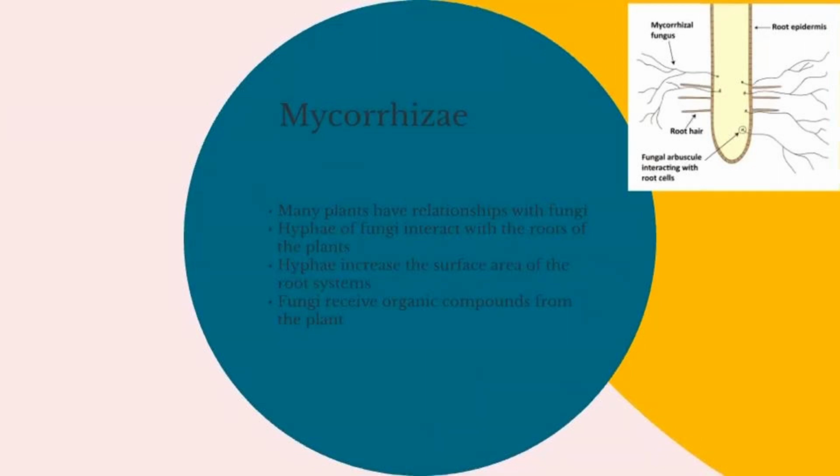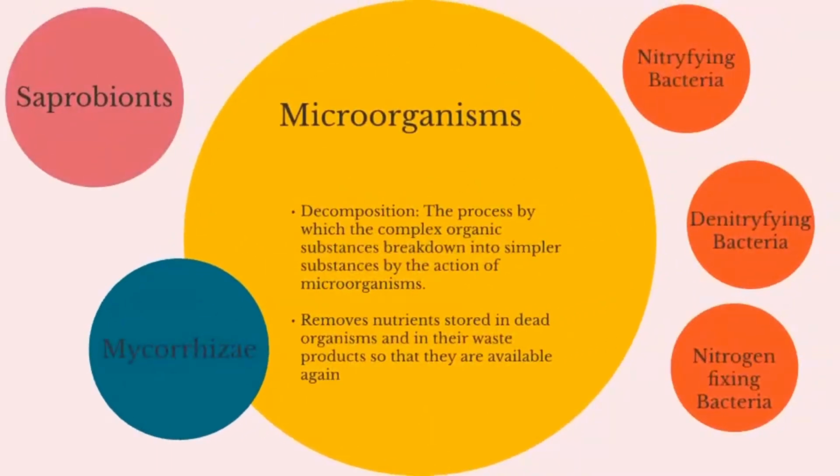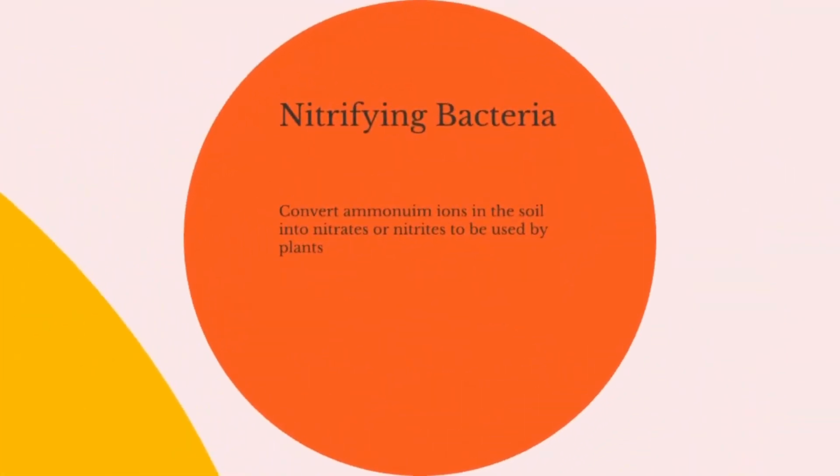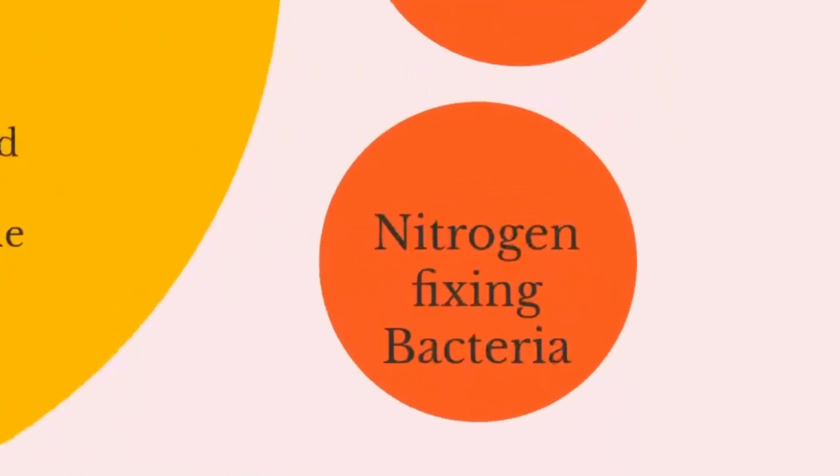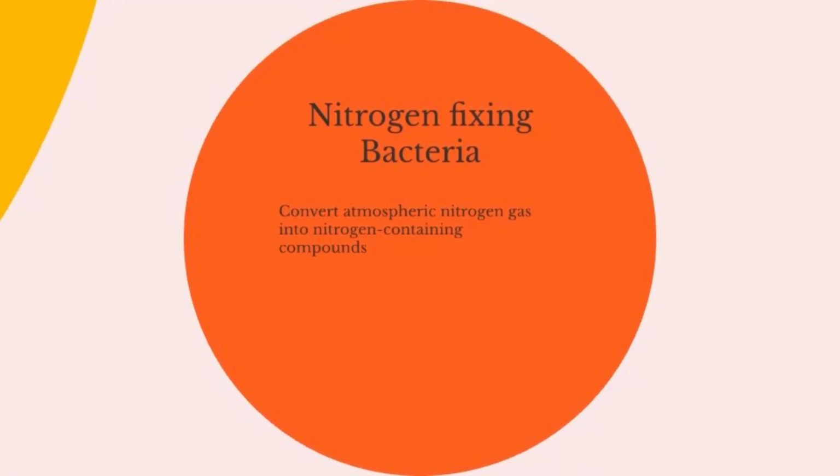Then I'm going to quickly just recap some of the bacteria that are involved in the nitrogen cycle. So we have nitrifying bacteria, and these convert ammonium ions in the soil into nitrites and nitrates, which can be used by the plants. We have denitrifying bacteria, and these convert nitrates or nitrites into nitrogen-containing gas. And then we have nitrogen-fixing bacteria, which are the ones that convert the atmospheric nitrogen gas into nitrogen-containing compounds, which can be dissolved in water and taken up into the plants. So that is all we're going to talk about with the microorganisms.